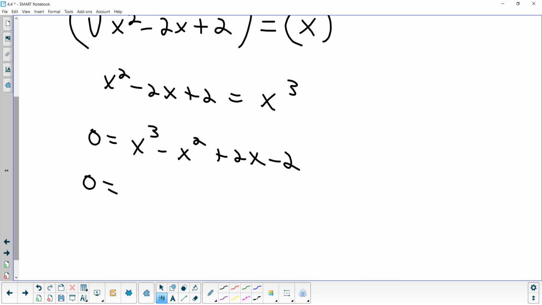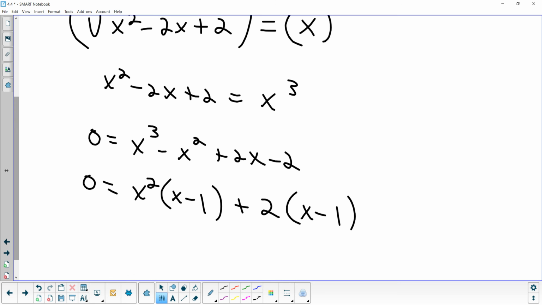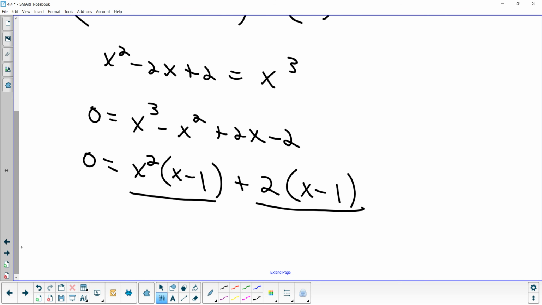Now, what can you factor out of the first 2 terms here? And if you do that, what's left? Was it x plus 4 or x minus 1? x minus 1. What can you factor out of the next 2? 2. And what's left? x minus 1. Oh, it's beautiful. Now, what can we factor out of this and that? x minus 1. We can pull the x minus 1 out of each term.